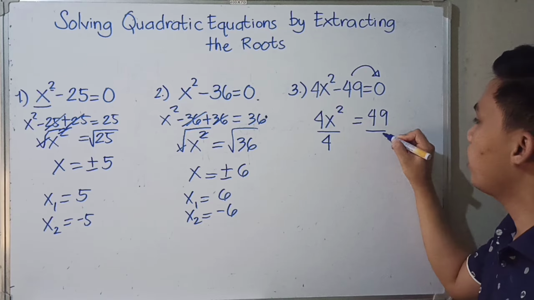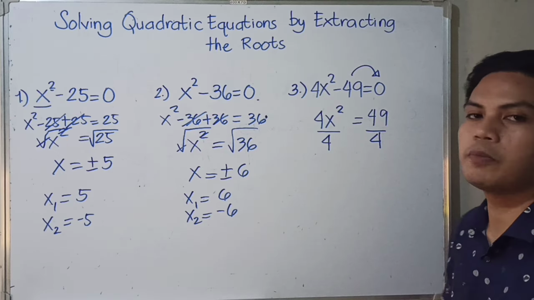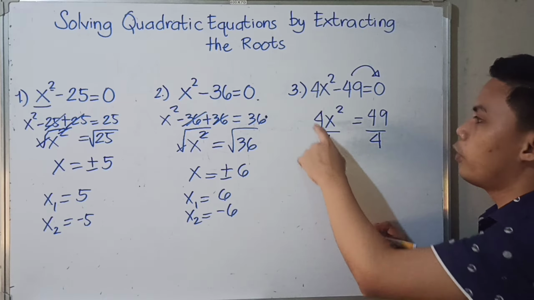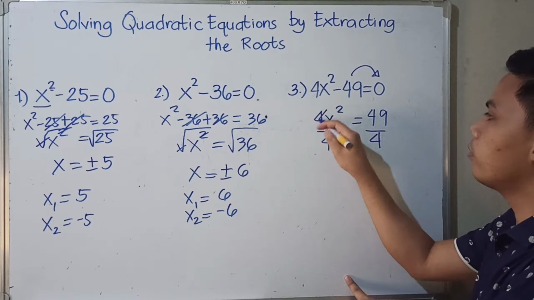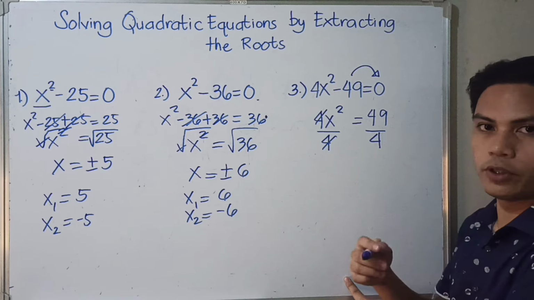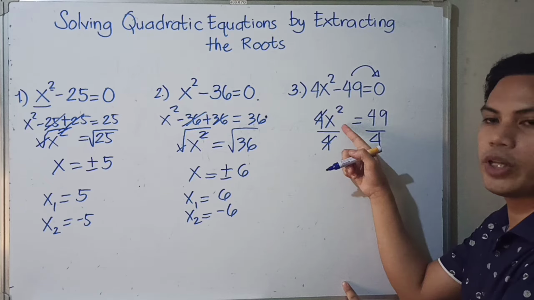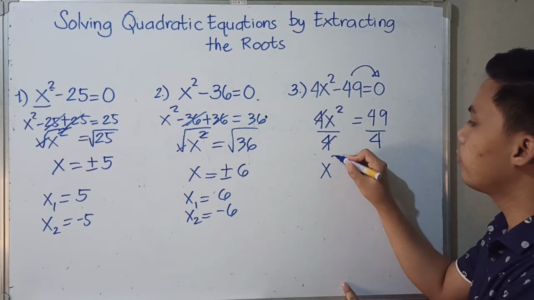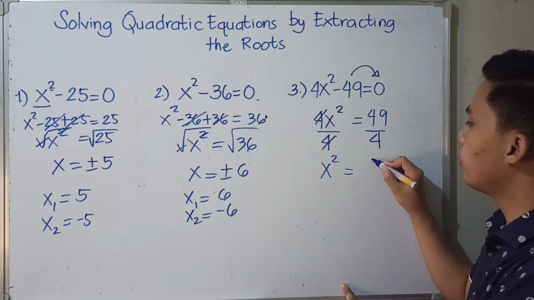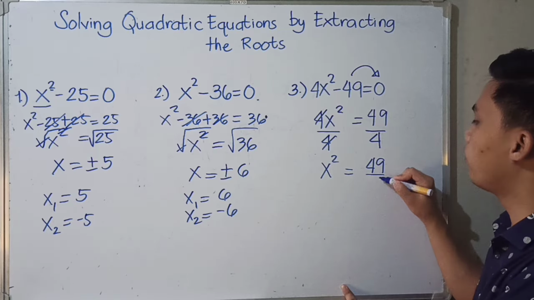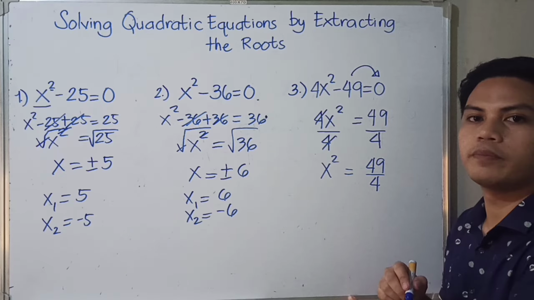Divided by 4. At sa right side din is divided by 4. So, 4 divided by 4, this will be cancelled out. 4 divided by 4 is equal to 1. So, matitira na lang sa atin sa left side ng equation ay x squared. Then, we have 49 over 4.